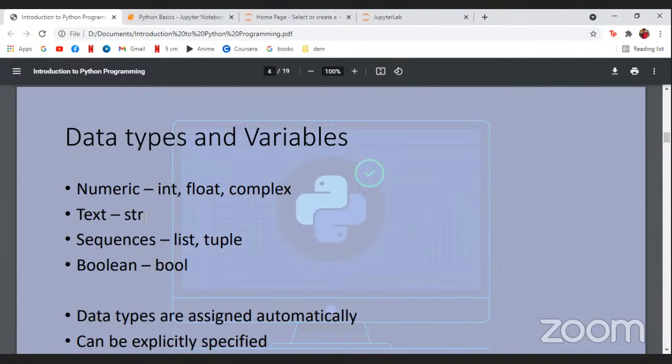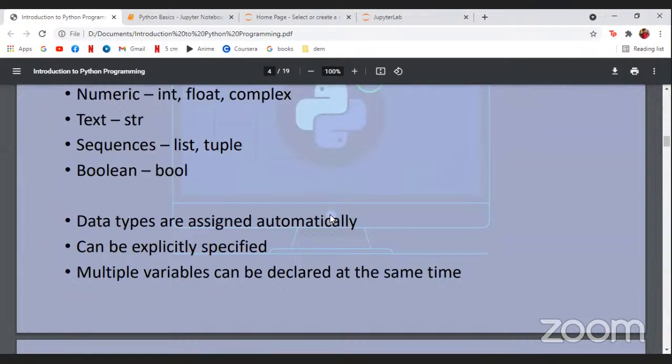A string is something that's enclosed in single quotes or double quotes, and you can type anything inside a string, and that won't be counted as a Python command if you put it in quotes. Then you have sequences, which are lists and tuples, which we'll talk about later. And Boolean is a binary variable that holds either true or false. This can be used when you're checking for certain conditions or things like that.